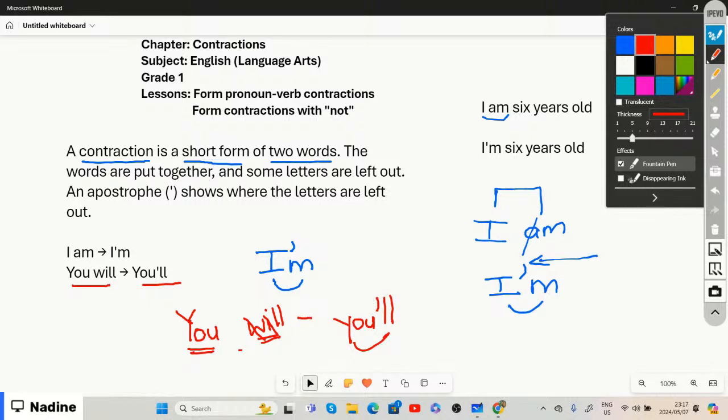Because remember we said we put the apostrophe in the place of the letters that we have left out. So here today we left out two letters, which is W and I, and we were only left with the double L. So now instead of saying "you will pass your exams," we can say "you'll pass your exams."